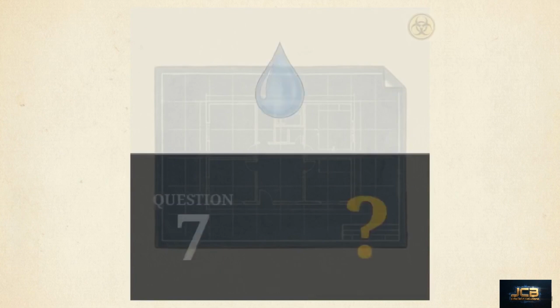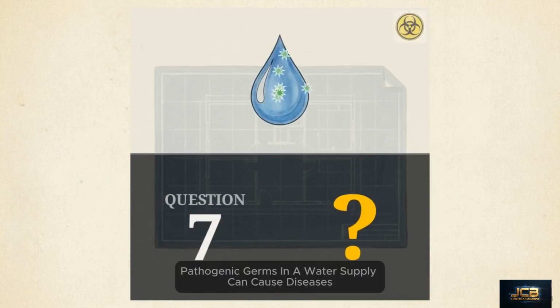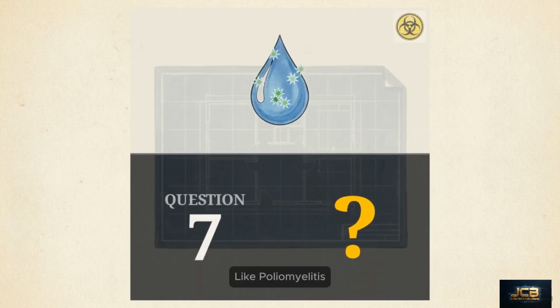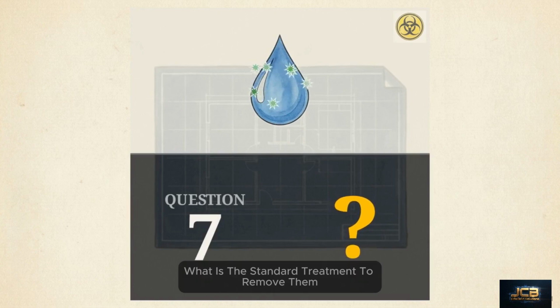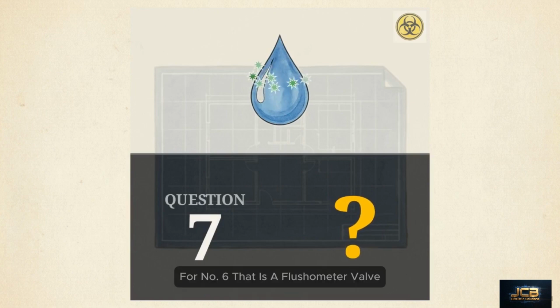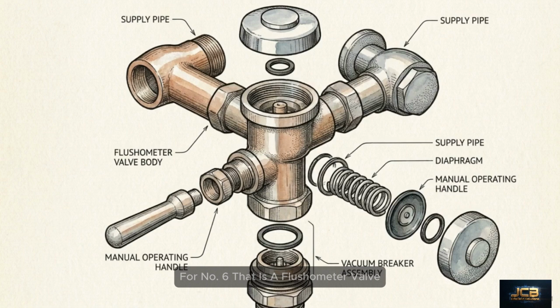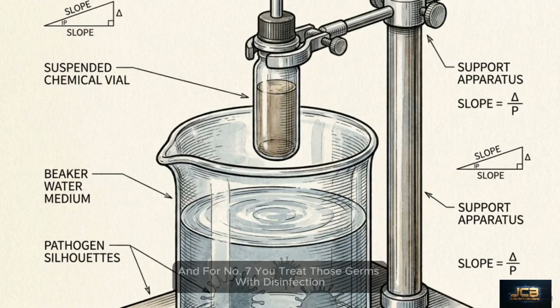Question 7. Pathogenic germs in a water supply can cause diseases like poliomyelitis. What is the standard treatment to remove them? For number 6, that is a flushometer valve, and for number 7, you treat those germs with disinfection.